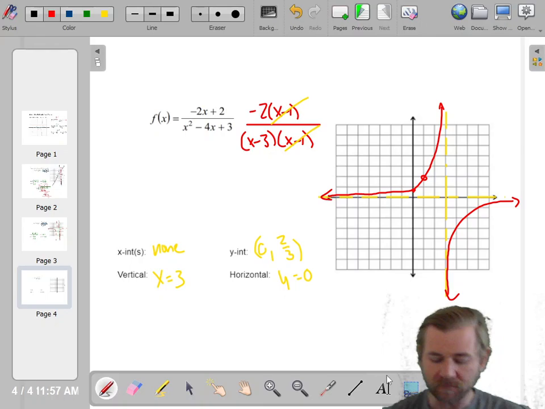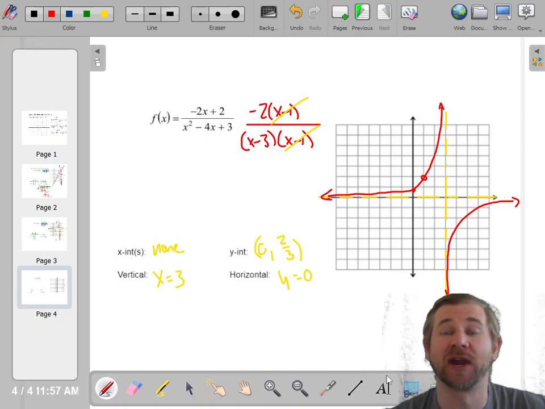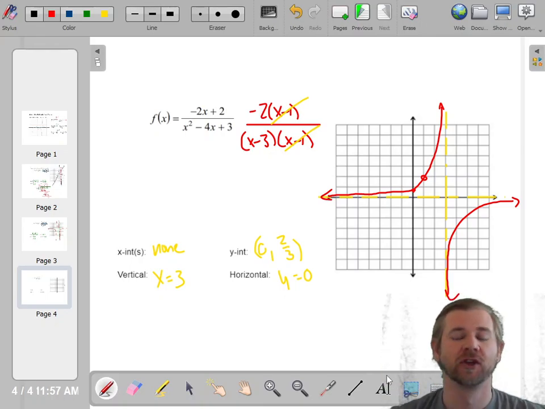Okay. All right. If you can analyze these things algebraically, don't worry so much about drawing the graph. You're going to be just fine.